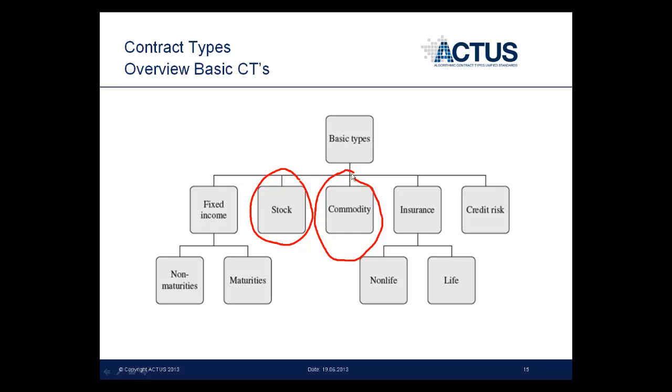Insurance, especially life insurance contracts, are essentially financial contracts. They are, however, not part of the first phase of Actus, but they should become part in a later phase.